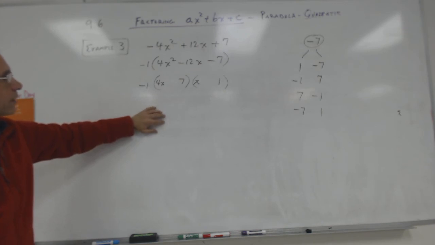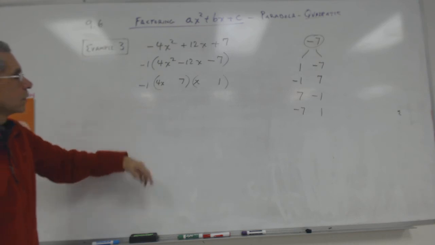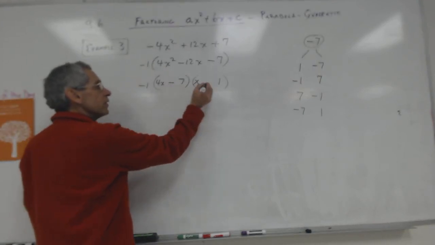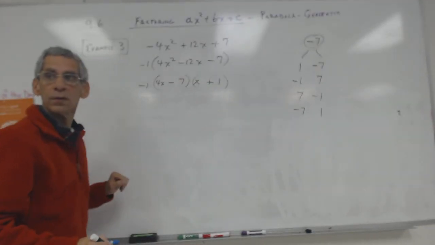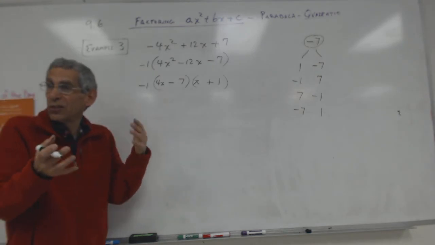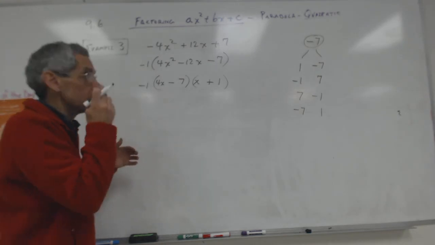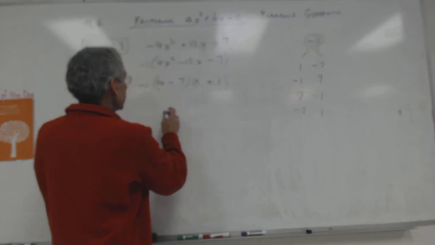Which one would be negative? 7. All right, let's try it. We'll do negative 7 and plus 1. This is where you kind of have to just try it, right? When you get to this point, let's just see what we get.